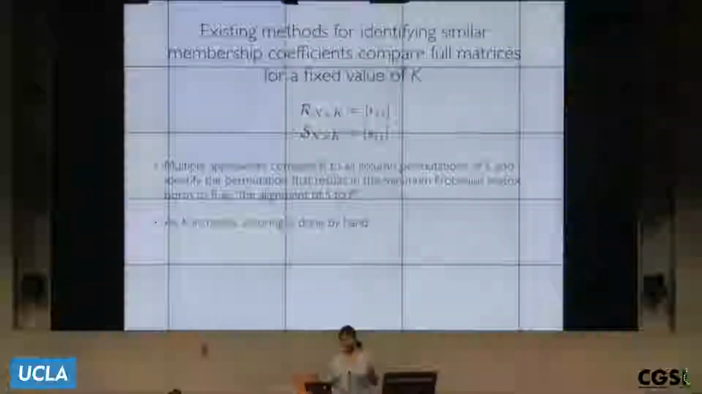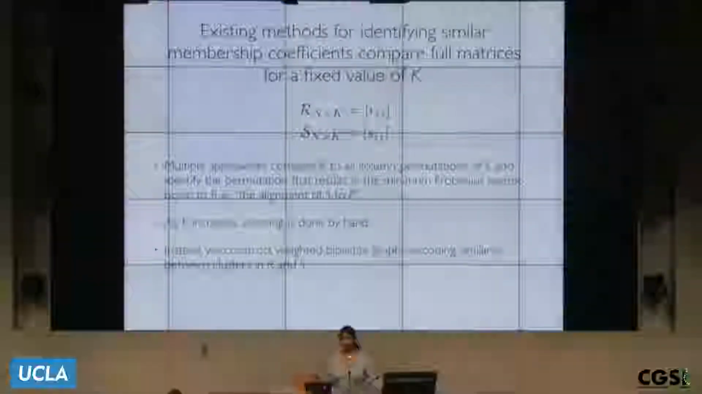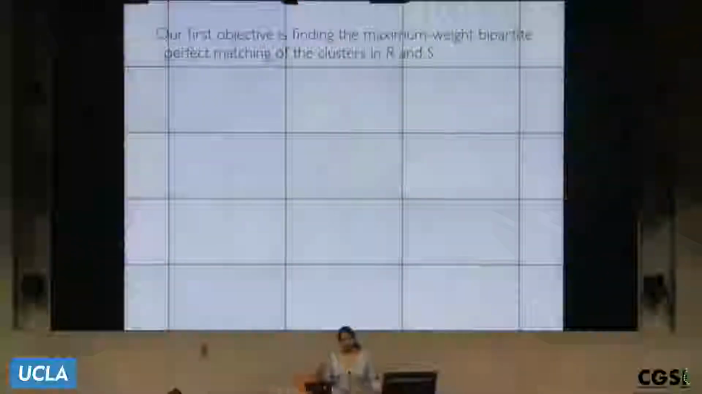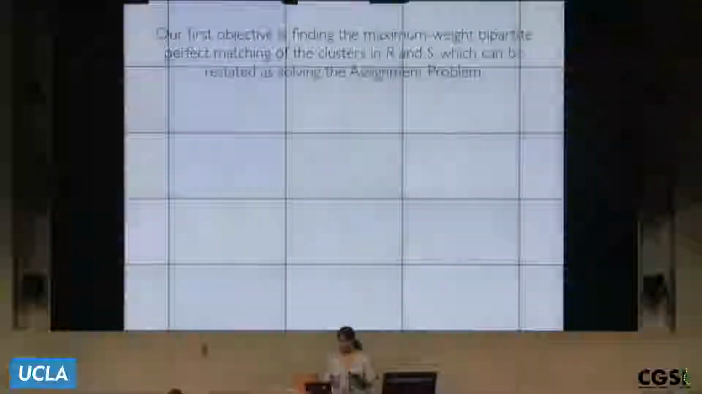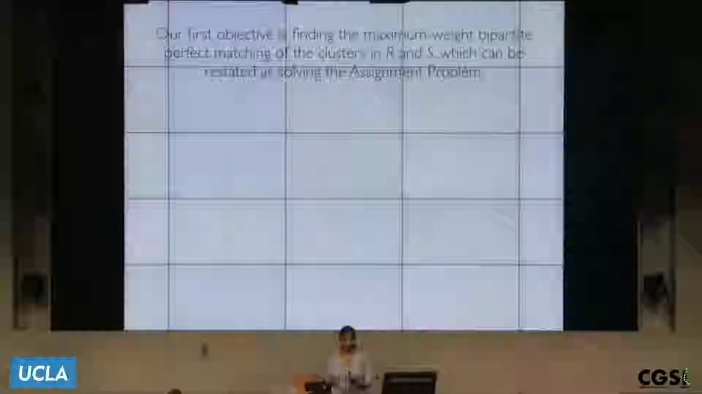So instead, what we decided to do is construct a weighted bipartite graph that is going to encode the similarity between clusters of these different runs. So we take a cluster-based approach to doing this alignment. And so the first objective is going to be finding the maximum weight bipartite perfect matching of clusters in R and S for a fixed value of k. And this is easily restated as just solving the assignment problem. So you have a set of clusters you want to align with another set of clusters of the same length.